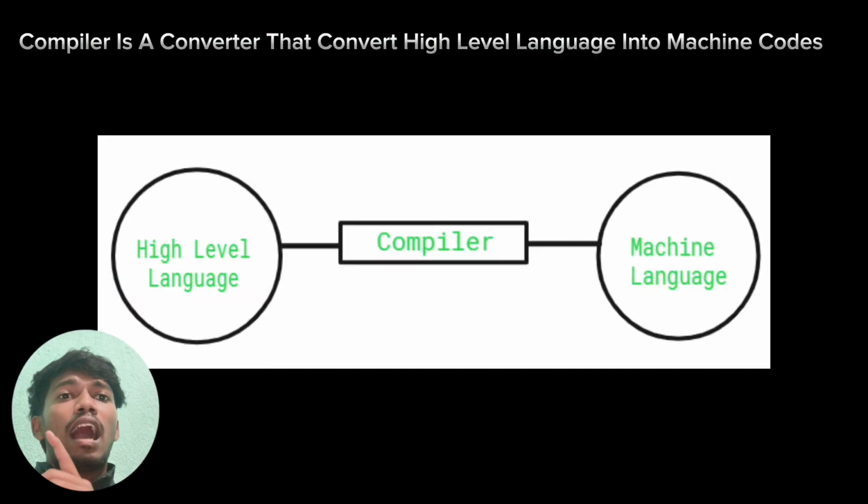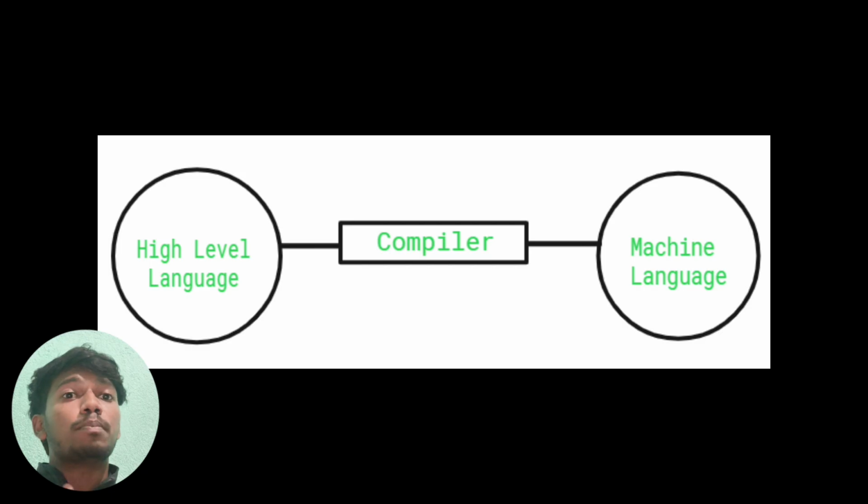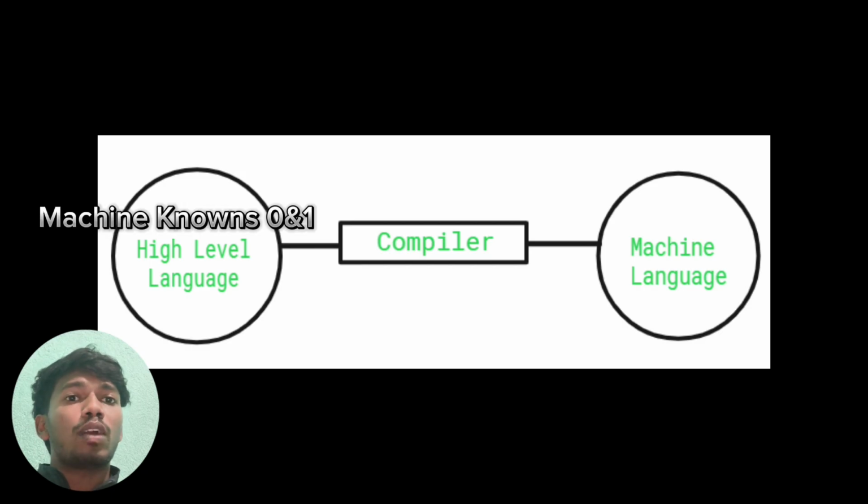A compiler is a converter. It converts high level language into machine code, meaning binary code, 0 and 1. Machine knows 0 and 1. The MinGW compiler is downloaded, so let's set up our MinGW compiler.